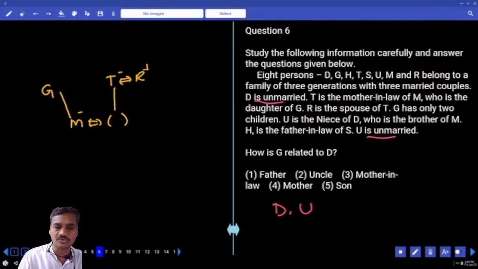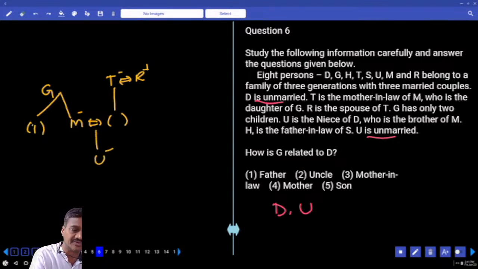And G has only 2 children. As G is having 2 children, one person is this one and we have one more person, isn't it? And U is the niece of D. As U is the niece of D, U is here, niece of D, D must be here. D and U are unmarried. And D is the brother of M.